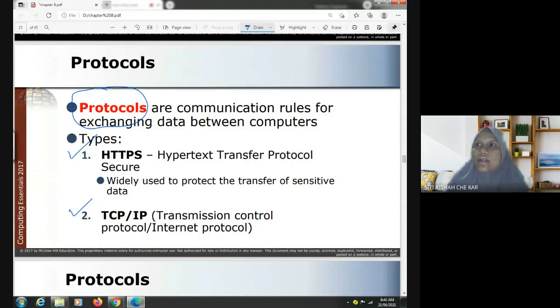Kalau you tengok, when you Google a certain website, dia ada tulis https:// then www and so on. That means the website uses Hypertext Transfer Protocol Secure. So usually online banks, or government websites usually use HTTPS. And then the second common one is TCP/IP, Transmission Control Protocol, Internet Protocol. This is the common protocol that is used, compared to HTTPS which is more secure in terms of security.